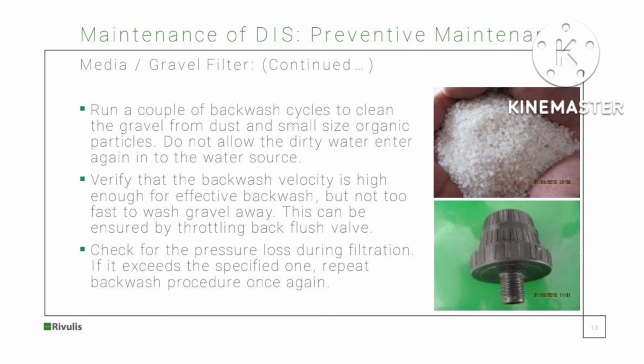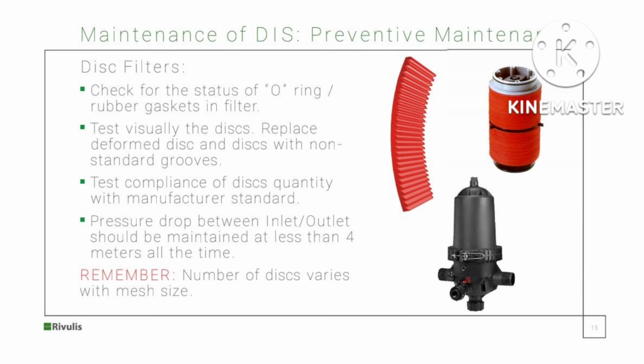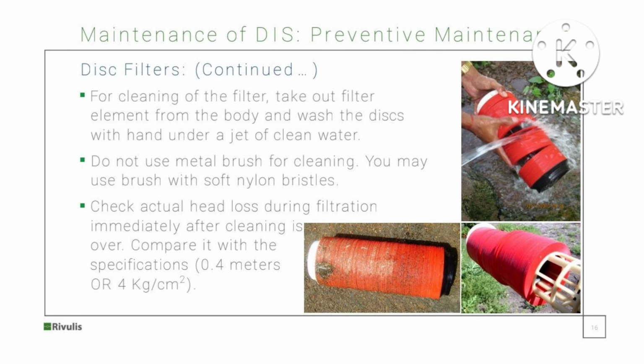Do not allow dirty water to enter the filter. Hydrocyclone filter: selection of the filter is based on the water flow. Please do not use higher capacity filters unnecessarily. Disc filter: check the status of the o-ring and rubber gaskets in the filter, and clean them. After testing, visually inspect the disc and replace it if deformed.